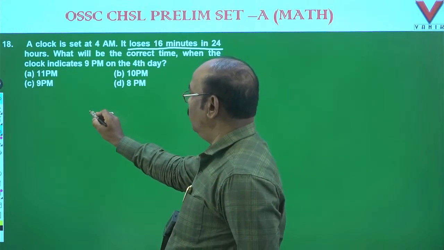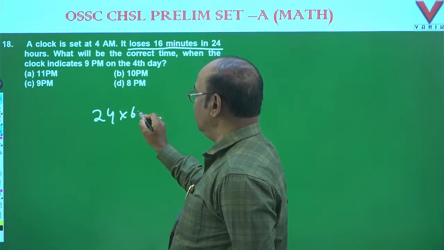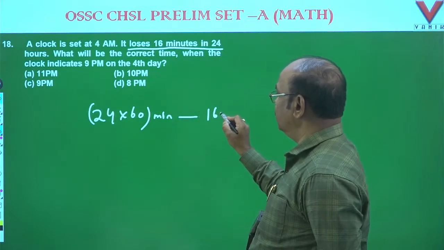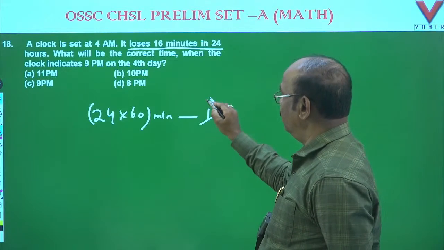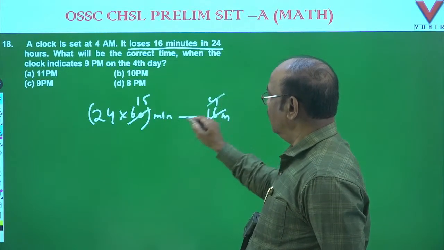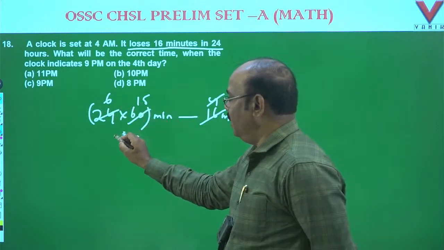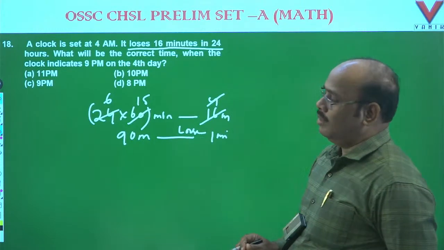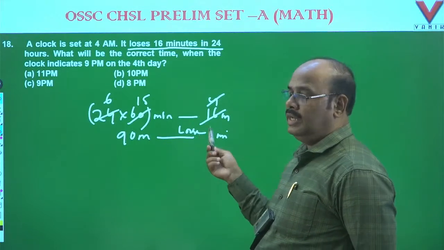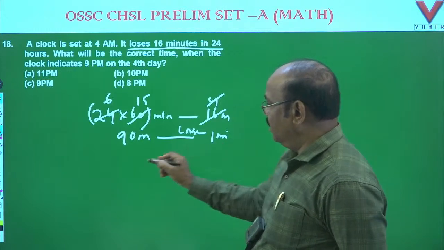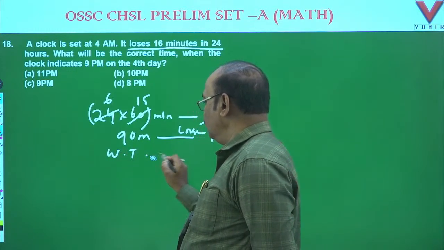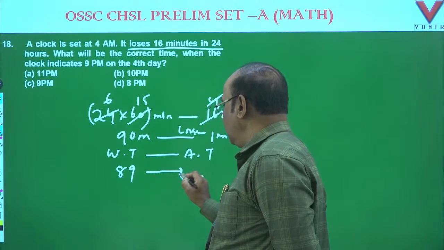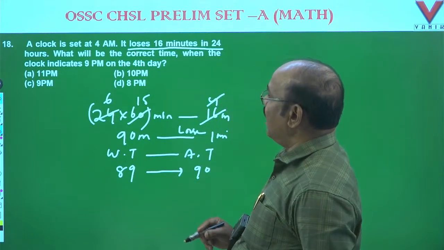Take the ratio: 24 hours means 24 into 60 minutes, in which it loses 16 minutes. Cancelling by 16, we get 1440 by 16 which is 90 minutes. It loses 1 minute, that means the actual time is 90 minutes while the wrong time is 89 minutes. When the wrong clock shows 89 minutes, the actual time is 90 minutes.